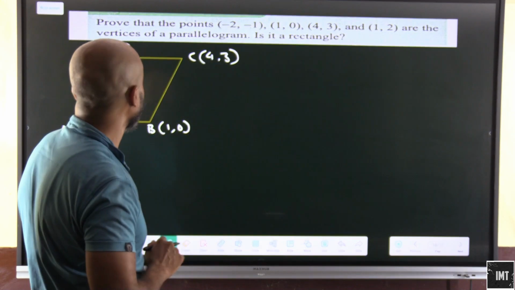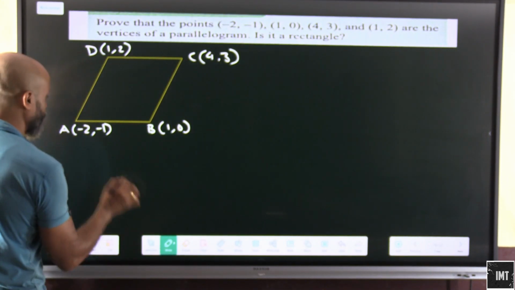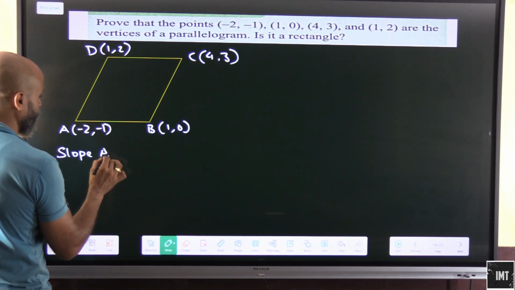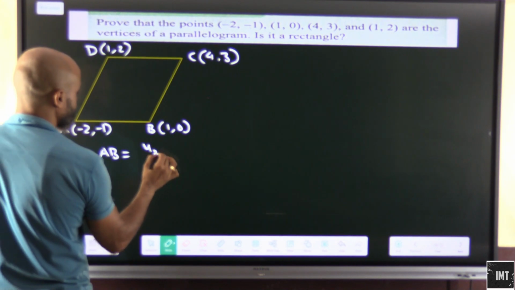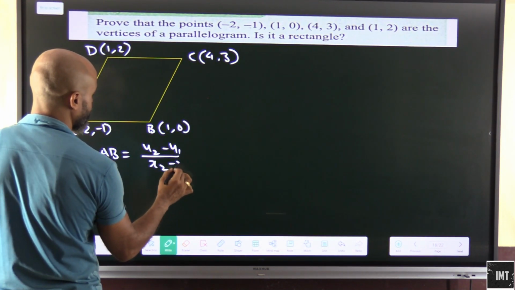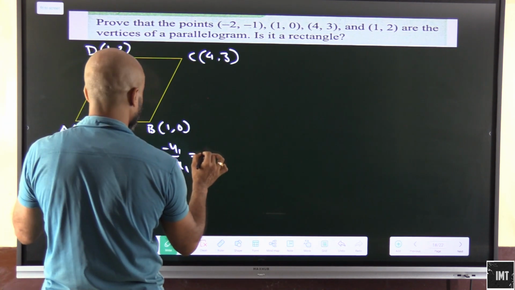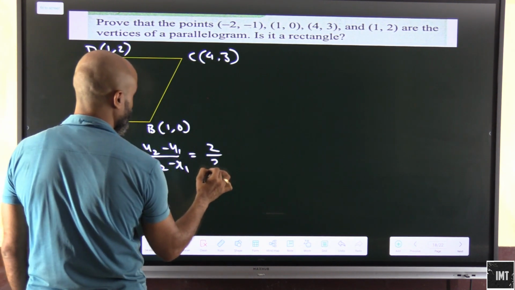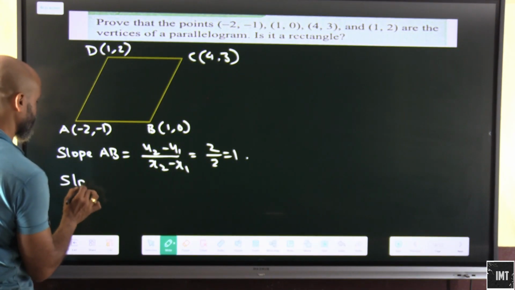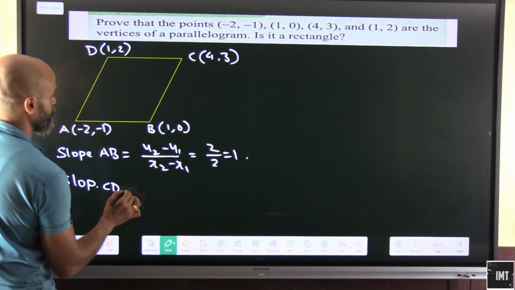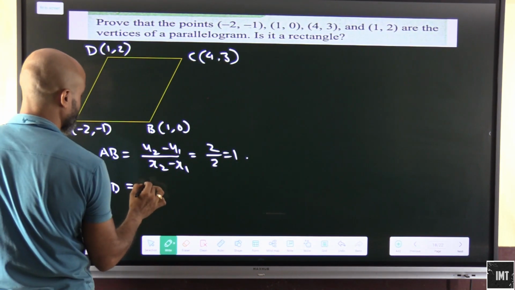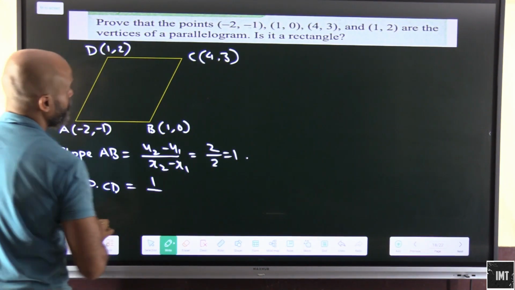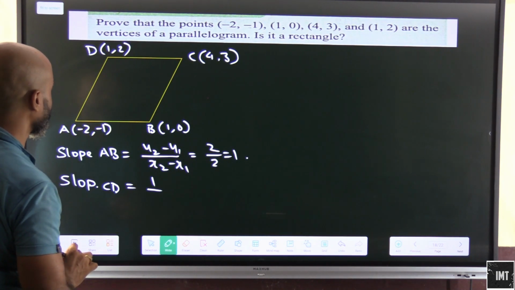There are two ways of proving it. So the first way of proving this would be taking the slopes. So slope of AB, that will be how much? y2 minus y1 upon x2 minus x1. So this will be how much? 0 minus minus 1, that is 1, and 1 minus minus 2, that will be 3. Now slope of, let's say, CD. So this will be how much? y2 minus y1, that is 3 minus 2, that is 1, and 4 minus 1, x2 minus x1. We are not getting this.